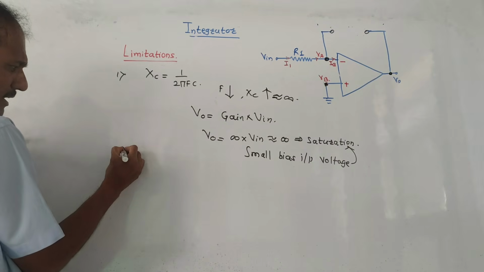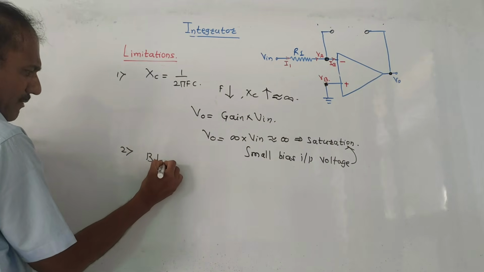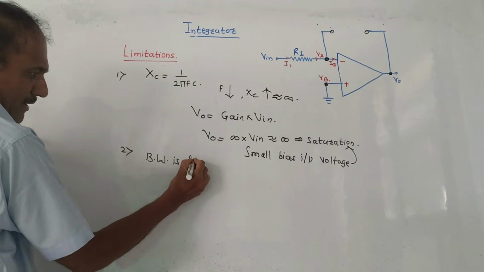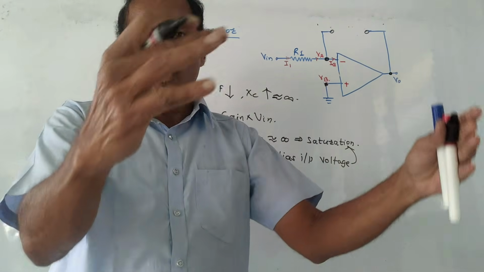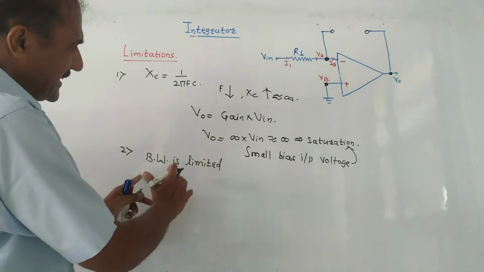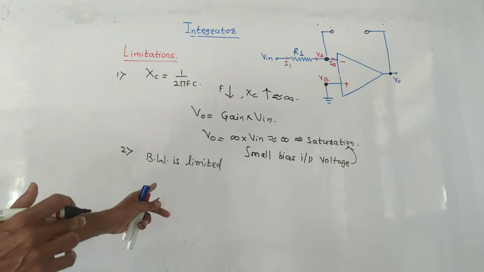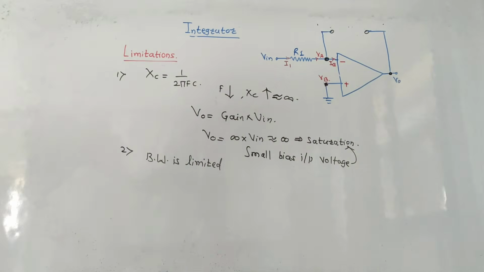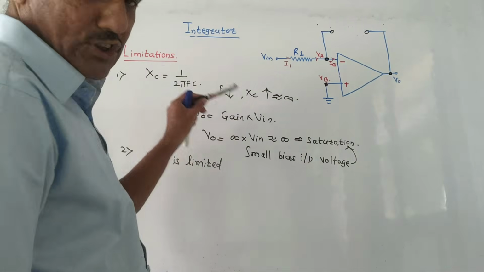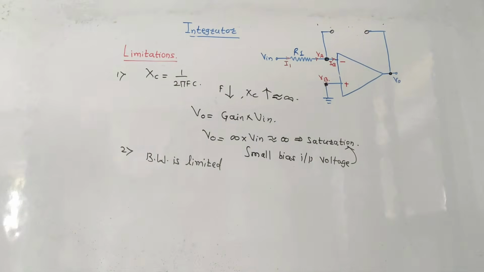Second limitation: in case of ideal integrator, bandwidth is limited. What is bandwidth? Bandwidth is basically the range of frequency of operation. So the range of frequency is limited. That means the ideal integrator is applicable only for a smaller frequency range. These are the two major limitations of ideal integrator.